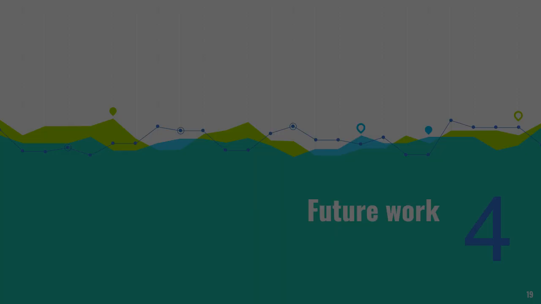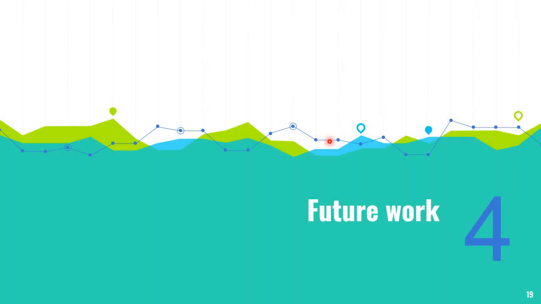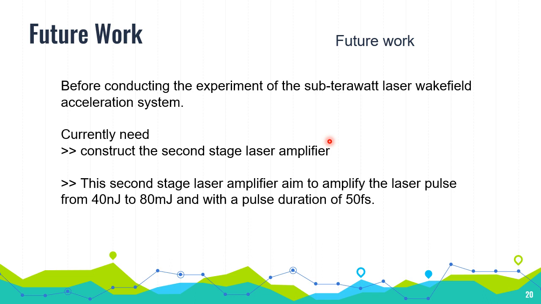And number 4, my future work. Before we conduct the experiment of a sub-terawatt laser wakefield acceleration system, we will first need to construct a second stage laser amplifier. Since our first stage amplifier is finished, now we are constructing the second stage amplifier. And this second stage laser amplifier aims to amplify the laser pulse from our initial pulse energy of 40 nanojoules to 80 millijoules, with a pulse duration of 50 femtoseconds.